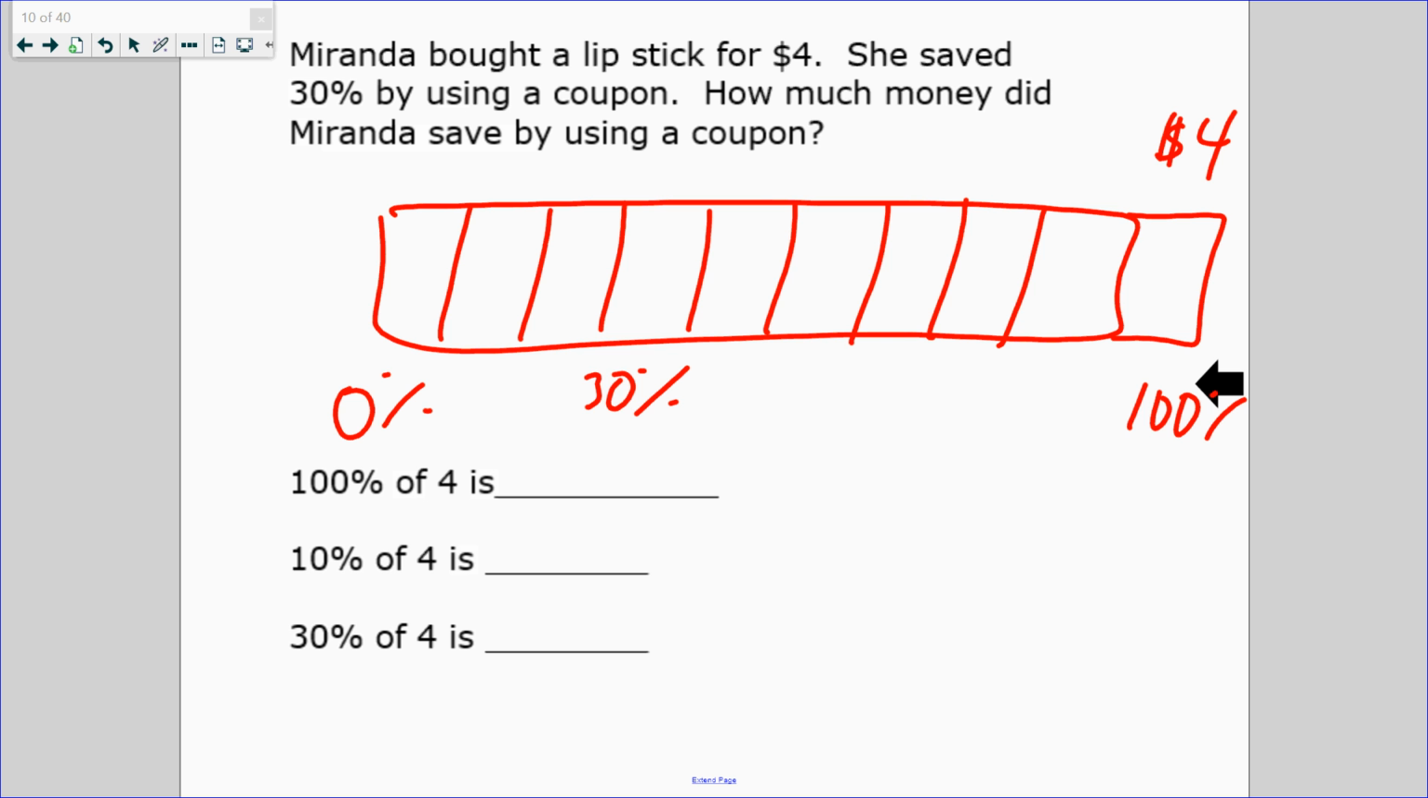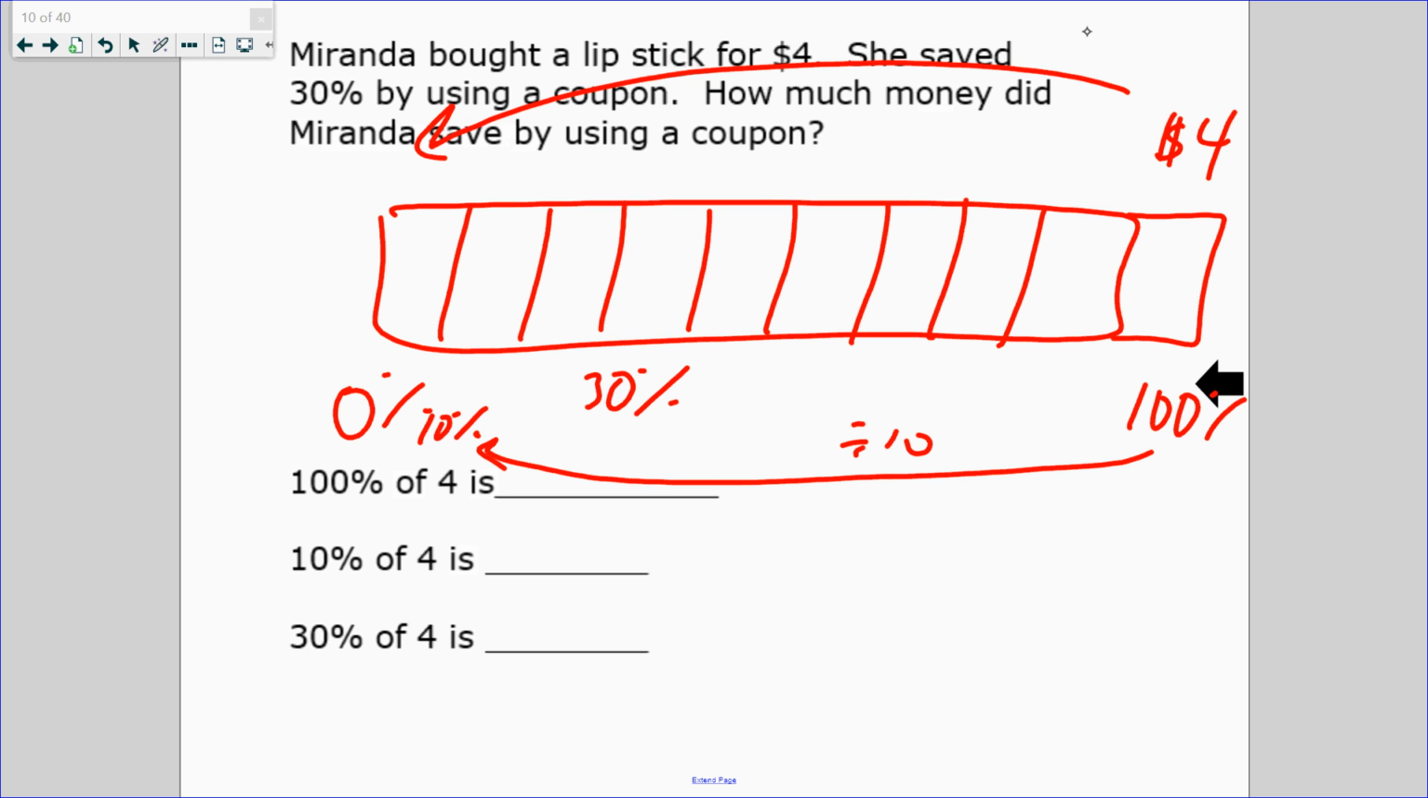But since we are breaking this down into groups of 10%, what dollar amount is 10%? What is the relationship between 100% to 10%? Divide by 10. What's $4 divided into 10 groups? 10 goes into 4, 0 times. 10 goes into 40, 4 times. 10 goes into 0, 0. So every 10% represents 40 cents.